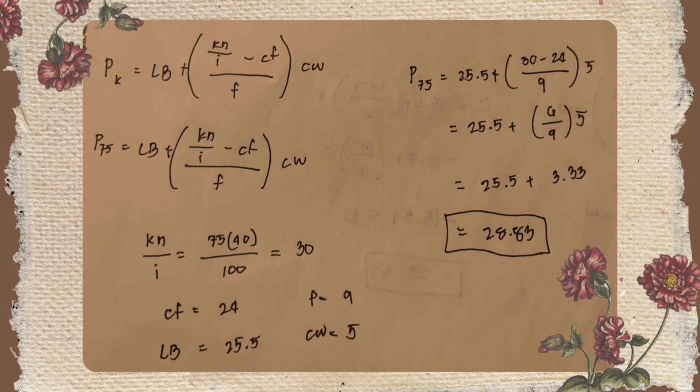Let's proceed to the solution, and let's substitute the values to the formula. P75 is equal to 25.5 plus (30 minus 24) over 9 multiplied by 5. First, 30 minus 24 is 6. Then copy the denominator and the number outside the parentheses. 25.5 plus 3.33. The 3.33 comes from 6 over 9 times 5. Then 25.5 plus 3.33 is equal to 28.83. 28.83 is our final answer.